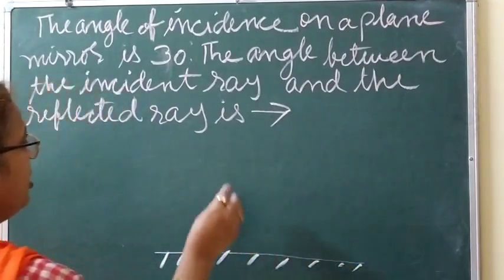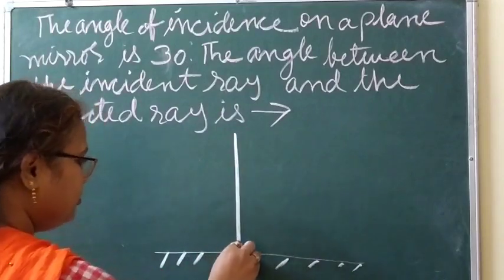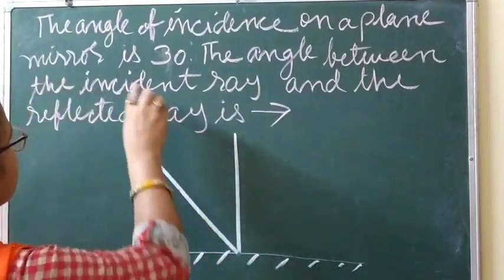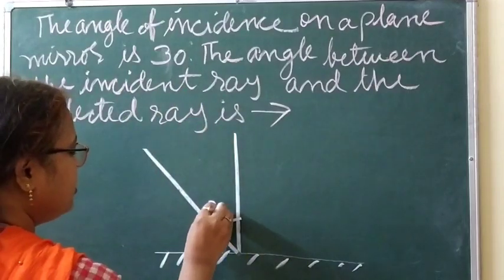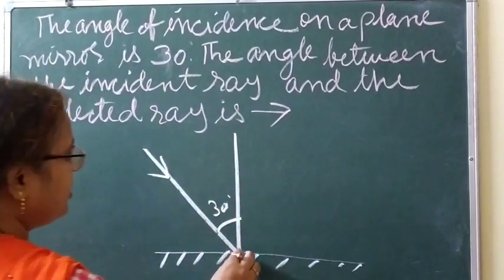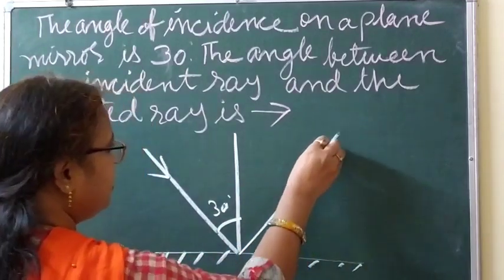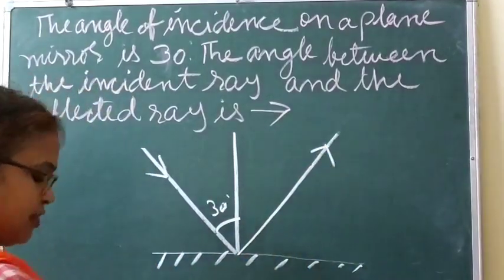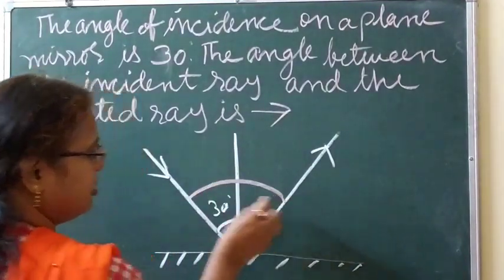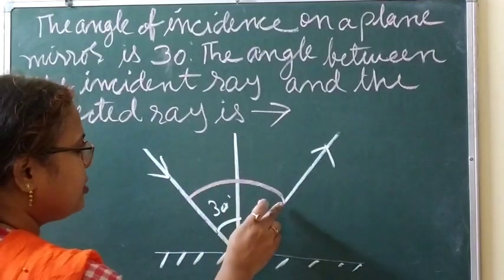This is the plane mirror and this is the normal, clear? This is the incident ray, and the angle of incidence is given as 30 degrees. What you have to find out is the reflected ray, clear? You have to find out this angle. So how will you find out this angle?